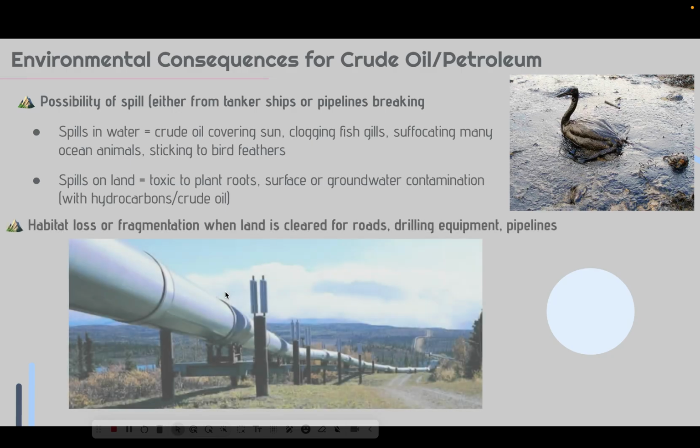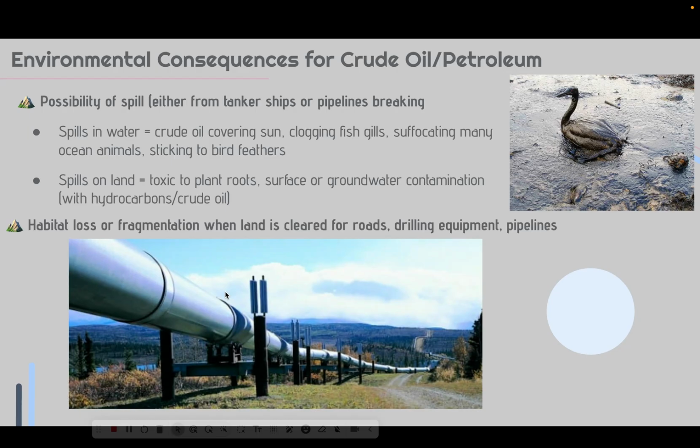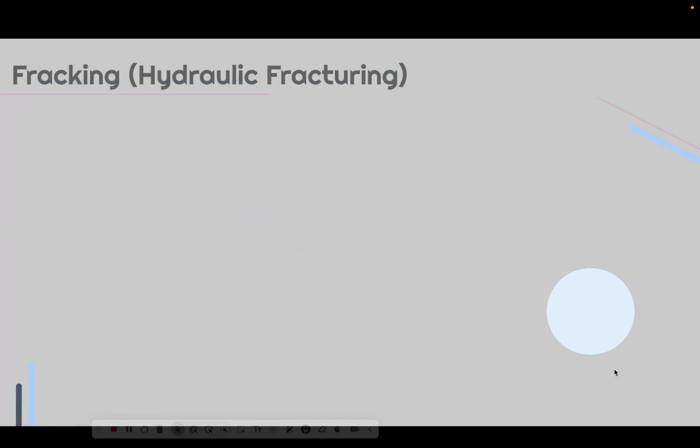It creates habitat loss or fragmentation when land is cleared for roads or for drilling equipment or for pipelines. A lot of people don't like to live near pipelines. You can imagine, what if this was your driveway right here? That could be a problem. They're generally in remote areas, but if you live in a remote area and now you've got a pipeline blocking your view of this beautiful lake over here, that's not a good thing.